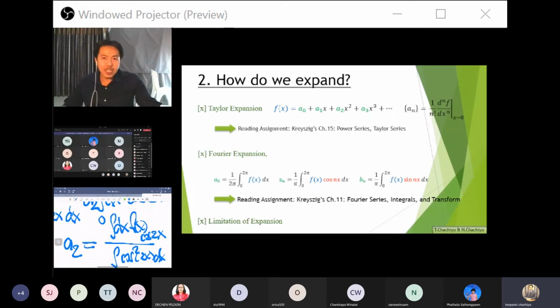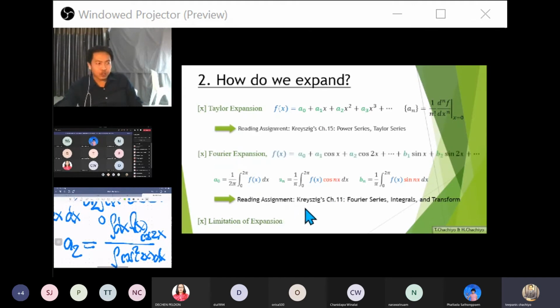So to sum up as a review, we talked about how we expand this in terms of the polynomial basis. We call that Taylor expansion, and that's how you compute the coefficient. Or we can choose the wave as a basis, that's Fourier expansion.